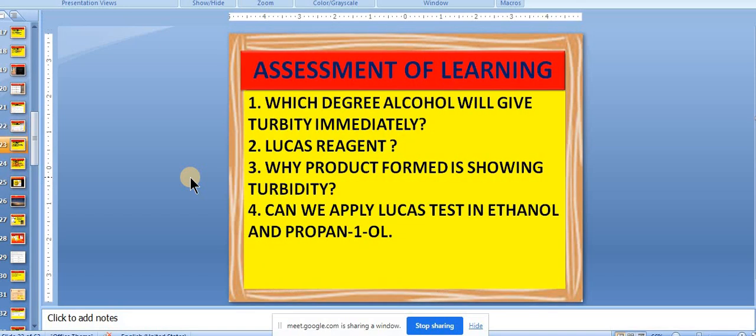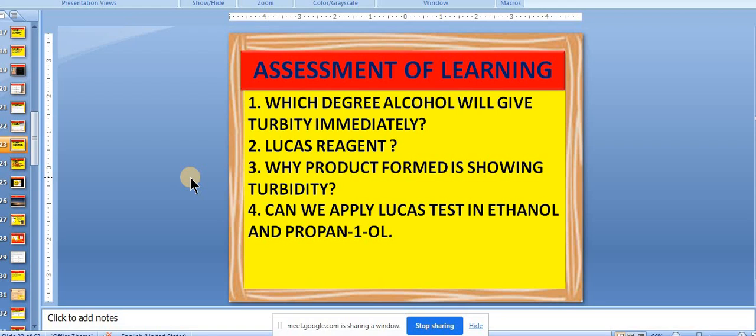Now if we have learned something, we can check what the answer would be. Which degree alcohol will give turbidity immediately? Please write the response in the chat box. Tertiary, absolutely right. What would be the Lucas reagent? If a question comes, what do you mean by Lucas reagent? What would be the answer? Concentrated HCl and zinc chloride. Very good. We should write anhydrous zinc chloride.